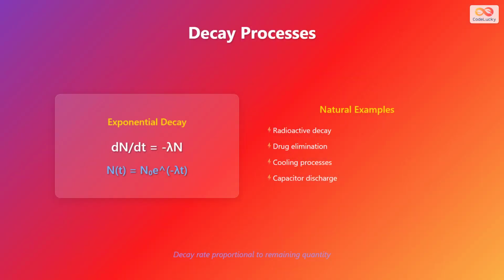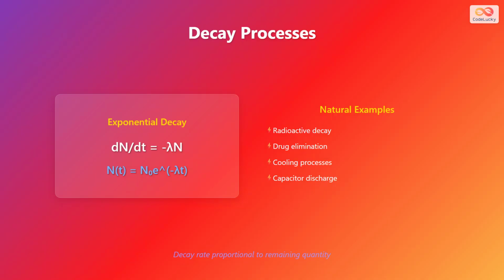Now let's consider decay processes, which are the opposite of growth. These models describe how quantities decrease over time. The equation dn/dt = -lambda n represents exponential decay, where dn/dt is the rate of decay, n is the quantity, and lambda is a constant representing the decay rate. The solution to this equation is n(t) = n0 e^(-lambda t), where n(t) is the quantity at time t, n0 is the initial quantity, e is the base of the natural logarithm, and lambda is the decay constant.